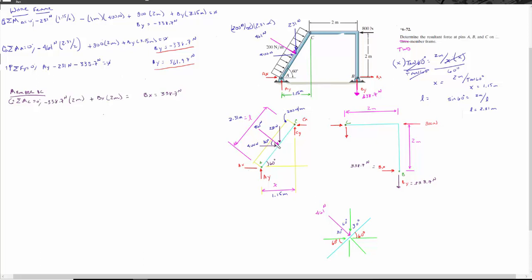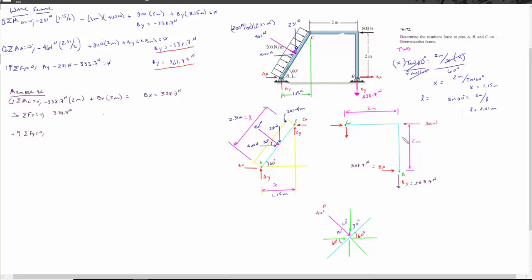Now, the next thing that we want to look at is I could sum my forces in the x and y here. Let's do both of those. So if I sum my forces in the x, it's equal to 0. So I'm going to have 338.7 newtons because it's going to the right.